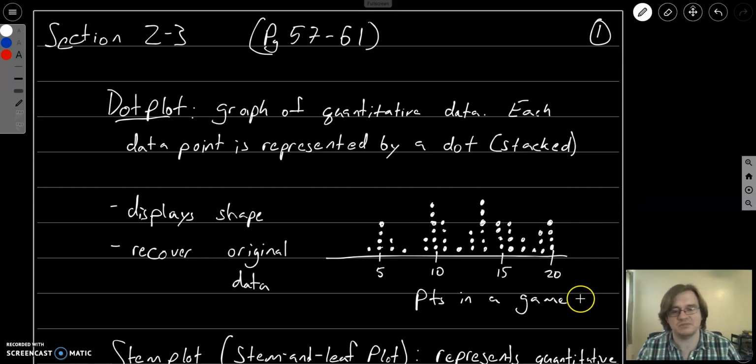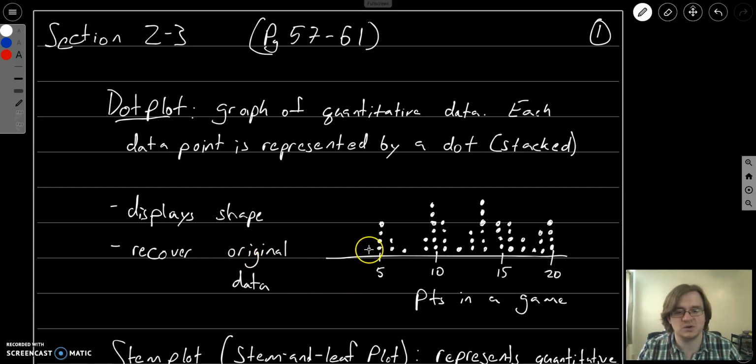I just made up some data, say there's a game that people were playing, and this is just the number of points that they scored. One nice thing is that dot plots display a shape really well. We can sort of see that this is mostly uniform, but there are some dips in there. And you can also recover the original data from this plot really easily.